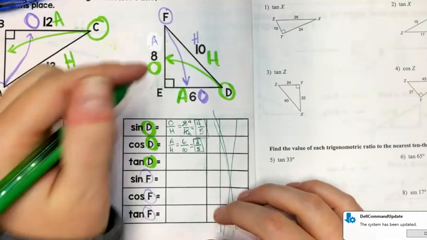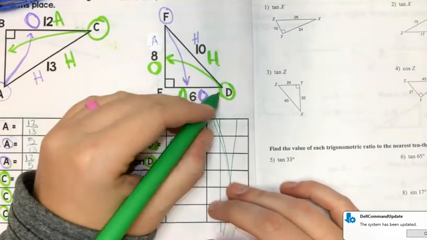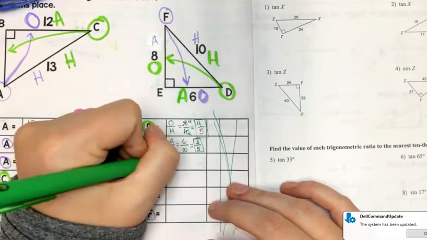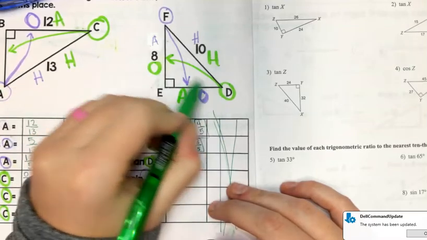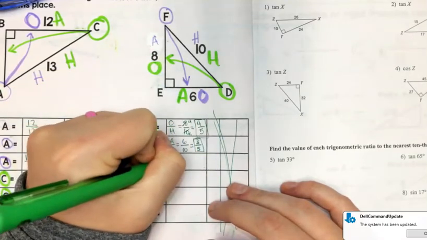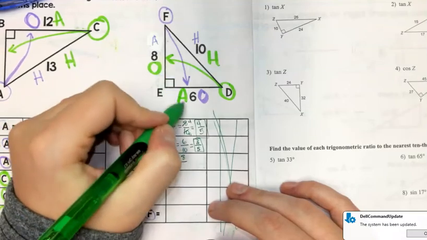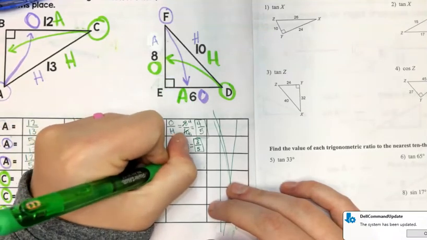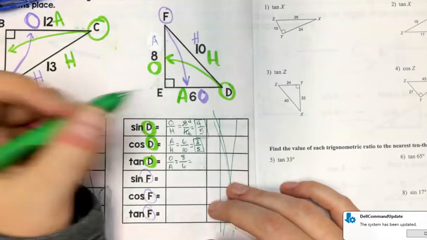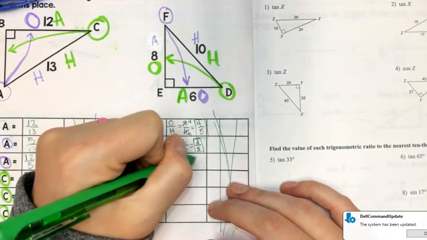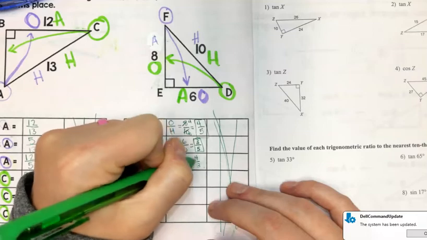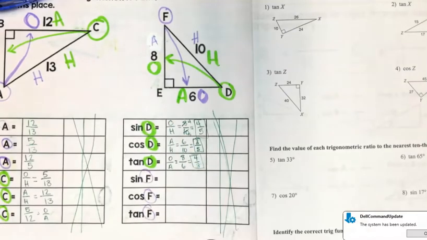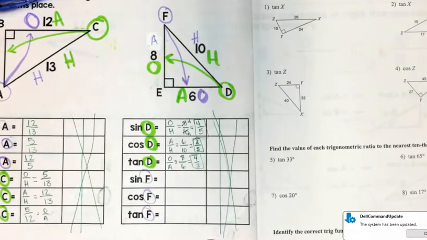And then tangent of D is going to be the opposite over adjacent. Opposite of D is 8. Adjacent is 6. And that can be simplified. Both can be divided by 2, so you end up with 4 over 3. Alright, those are my ratios. That's sine, cosine, and tangent of D.